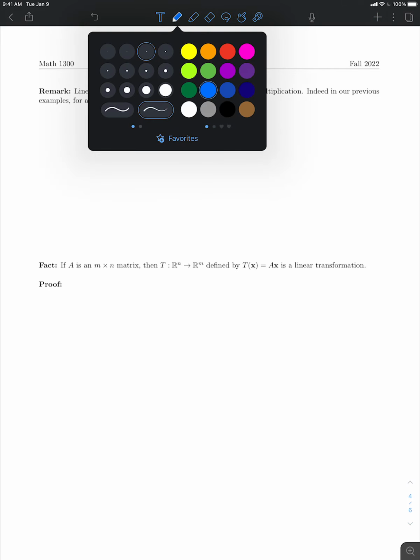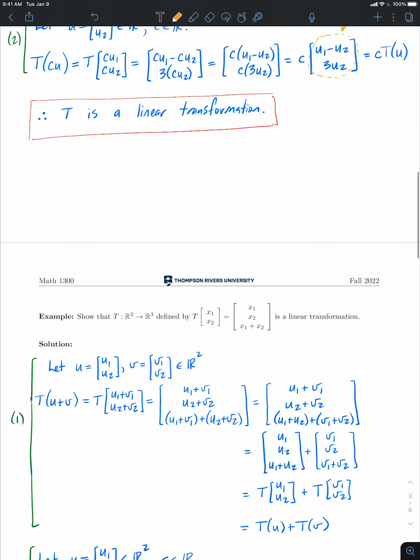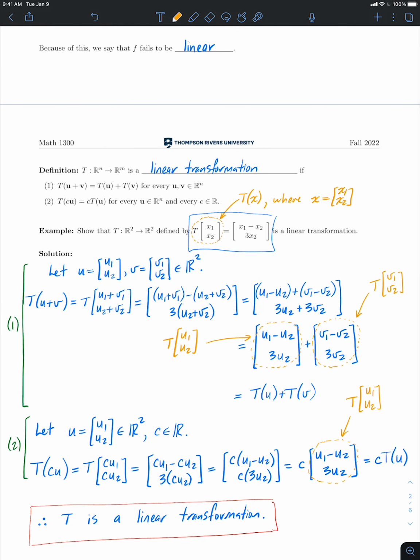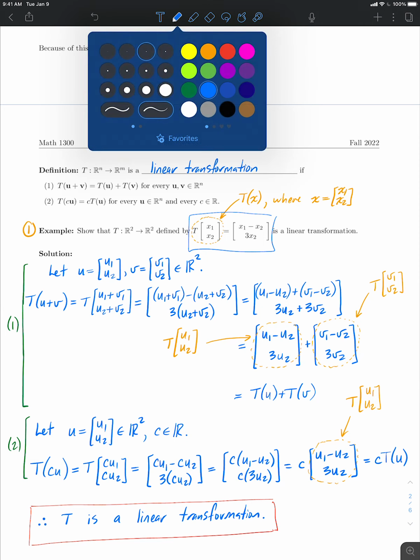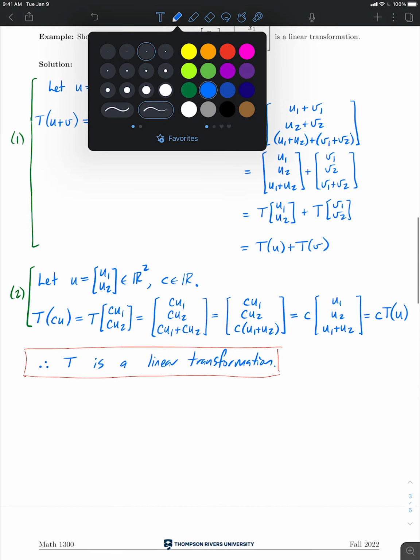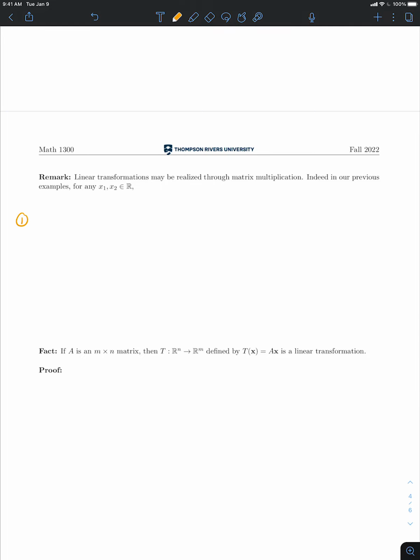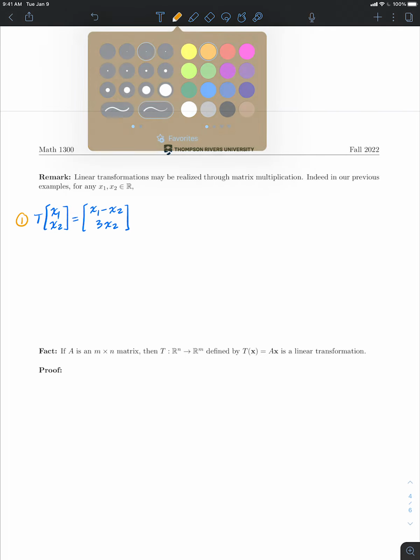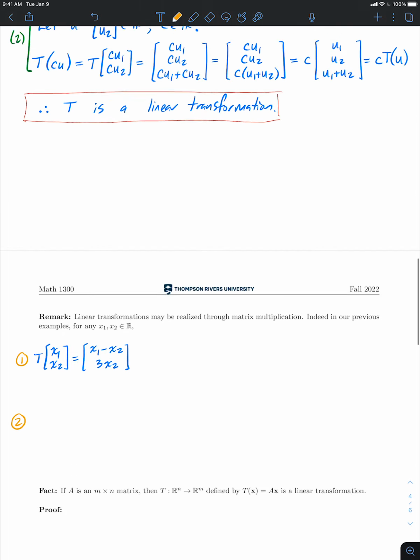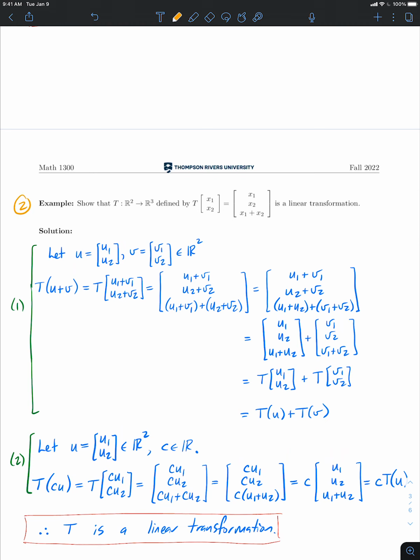So if we were to scroll up to the example we did 2 pages ago, this example right here, I'll number this as example 1 because I'm going to refer to it. I'll leave this in yellow, and I'll just write the number 1 here. This function was defined by T of x1, x2, because the domain was R2, and the codomain was also R2, and the output was x1 minus x2 for the first coordinate, and then 3x2 for the second coordinate.